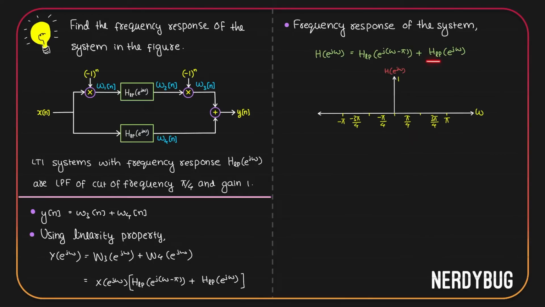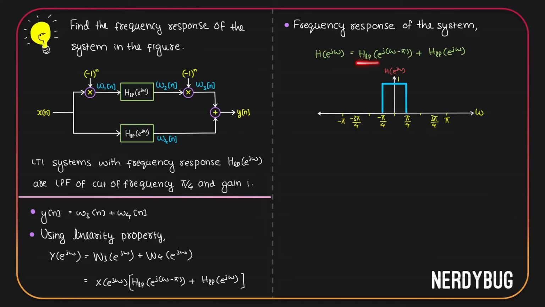The second part is HLP of e raised to j omega, which is the frequency response of our low-pass filter. It is given in the question that HLP of e raised to j omega is a low-pass filter of cutoff frequency pi by 4 and gain 1. Its frequency spectrum will look like this. Its gain is 1 from minus pi by 4 to plus pi by 4. Since this is discrete time Fourier transform, this is going to repeat at every multiple of 2 pi.